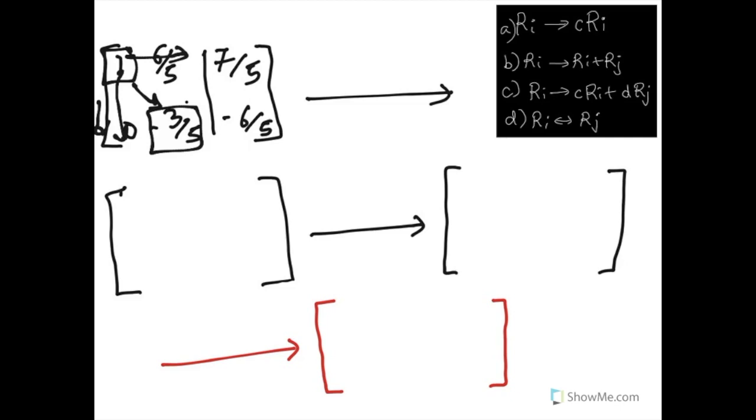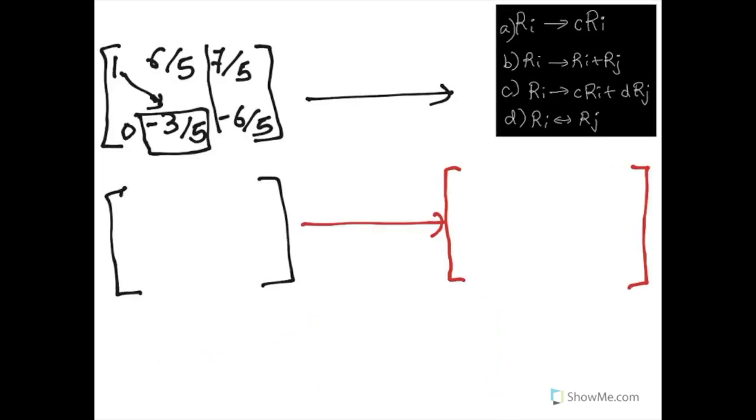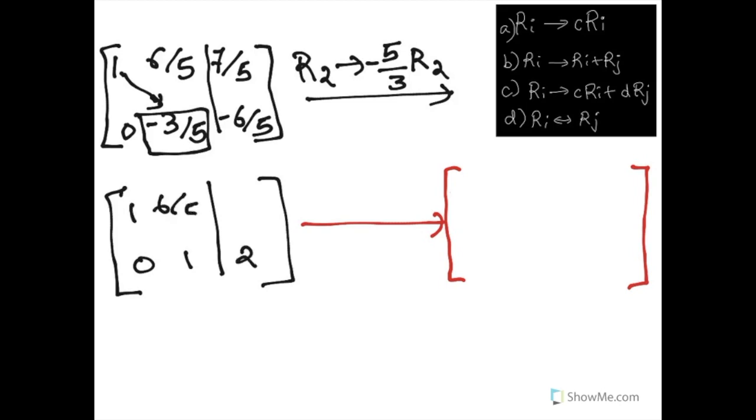So this pivot position needs to be converted to 1. In order to do that, simply replace row 2 by, in order to be 1, the negative needs to go out. So we multiply it by minus again, and then it's 5 by 3 times row 2. So we end up getting 0, 1, 2, and 1, 6 by 5, 7 by 5.